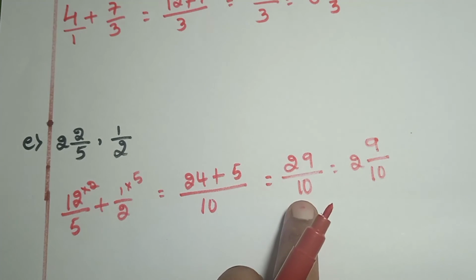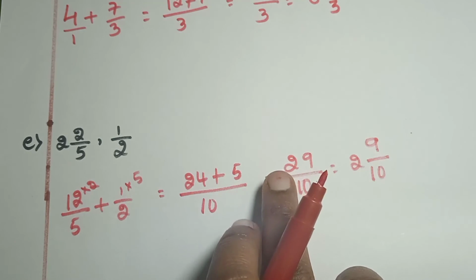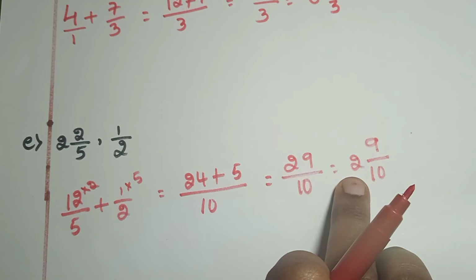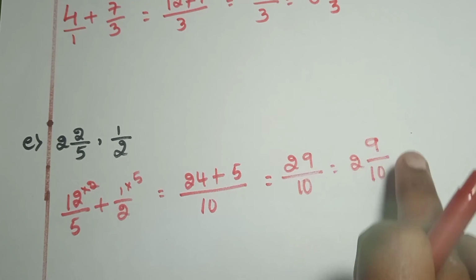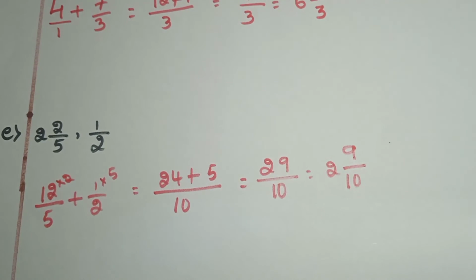Okay, converting problem. That is converting to the mixed number. 10 2s are 20. Okay, 10 3s are 30, not possible. That's why we should take 10 2s only. 10 2s are 20. 9 is the remainder, and 10 you should keep as it is. Okay. Easy problem, no, children? Yes.